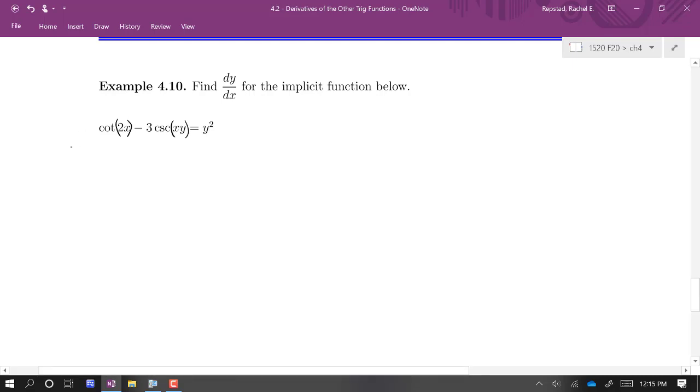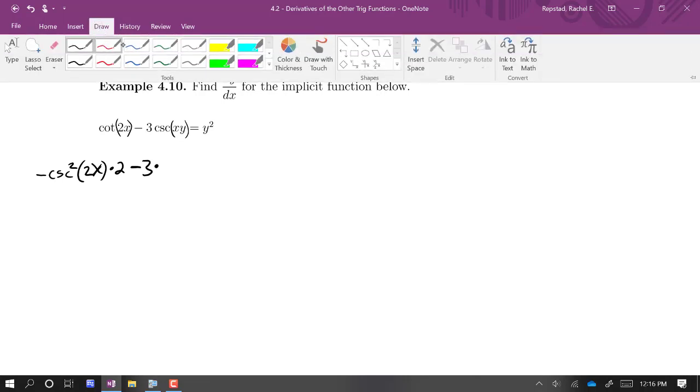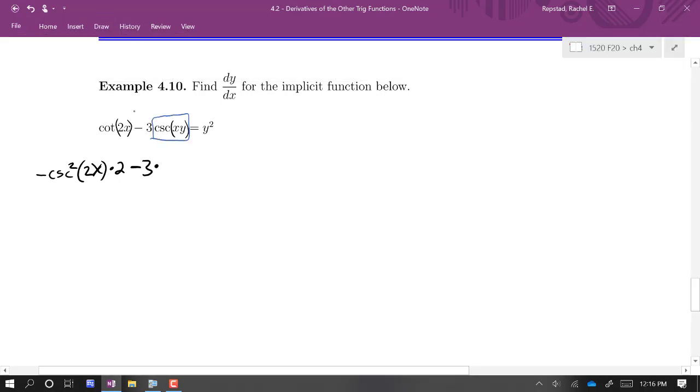On the left side, we have our first term is cotan 2x. So the derivative of cotan is minus cosecant squared 2x, so the argument stays the same. We apply the chain rule that says multiply by 2. Then we have this factor of minus 3. We're moving on to the next term. So I'm going to bring down the factor of 3, so I'm subtracting 3 times, and now I'm going to just focus on this part, cosecant of xy.